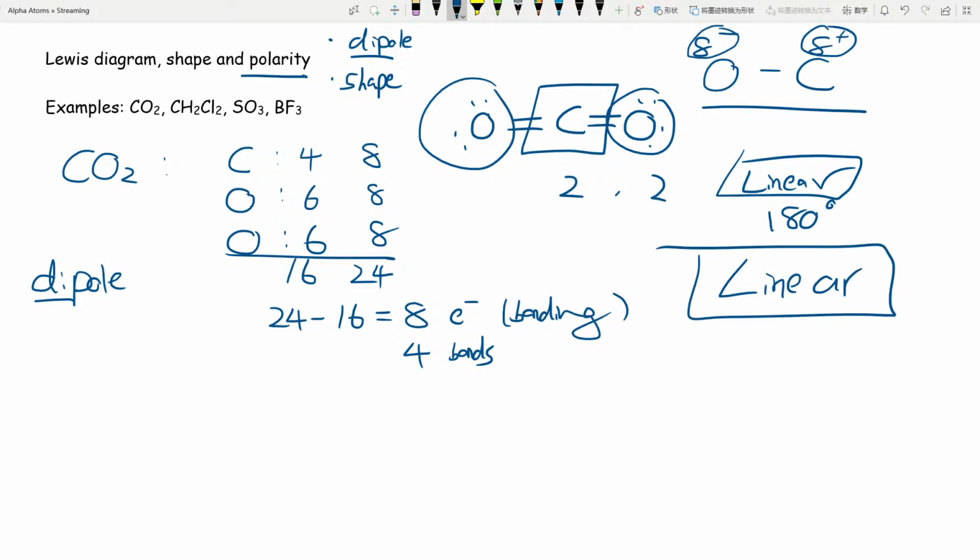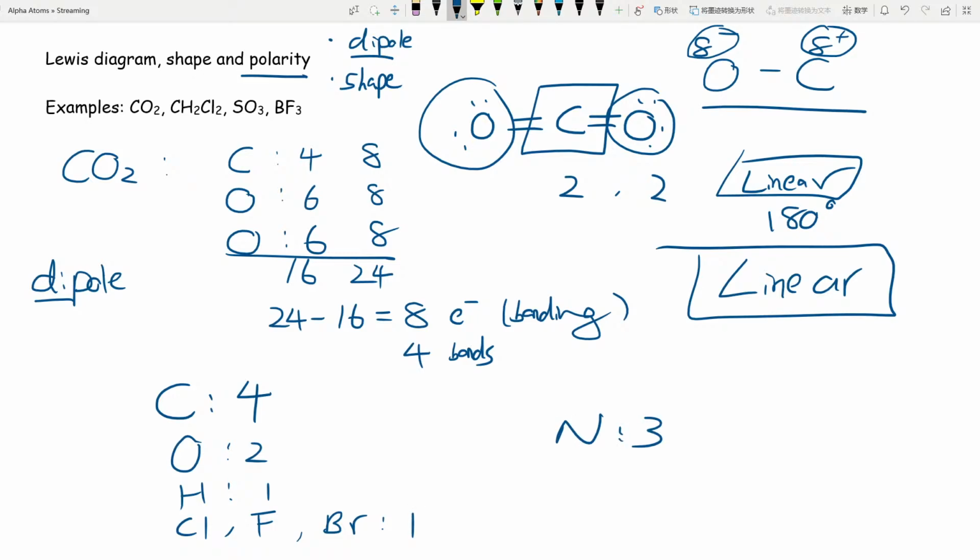Now, just for some tips and tricks, just remember your carbon, 99% of the time, bonds 4 times. Okay, so they have 4 bonds. Your oxygen normally has 2 bonds, your hydrogen normally has 1 bond, your chlorines and fluorines, bromines, all of these bond once, and your nitrogen bonds 3 times. And if you follow that rule, then you should be okay.